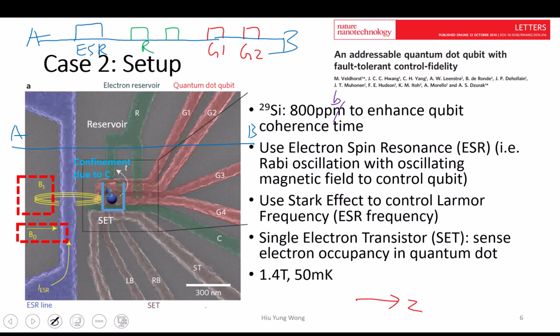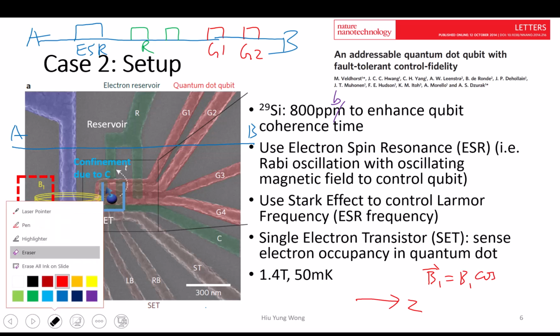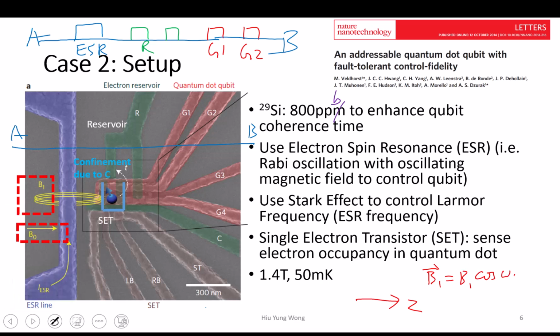And then we do have this AC field, you pass this AC current, you create this B1, right? Remember, what is this? You just did it in assignment 2. You have this B1 equals B1 hat, cosine, B1, which is just a number, cosine omega 1 t plus phi, x hat, right? But in the assignment, you use y hat, right?